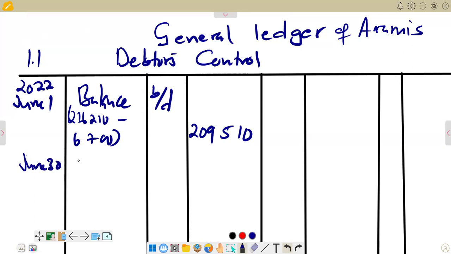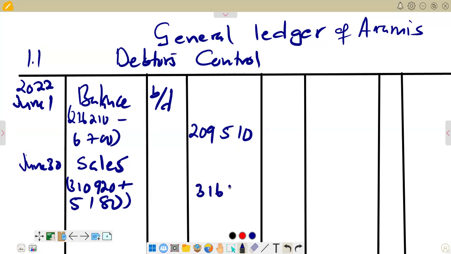That is at the end of the month. So we are saying sales, and on sales we have got our figure that we are given there in the question in the debtors control, 310,920. And then we are going to make an addition of the invoice that was omitted of 5,108. And obviously, you're supposed to present it in brackets, calculate there. The other figure that you're supposed to get is 360,100. So this is what we have.